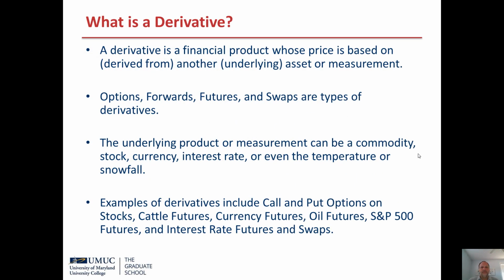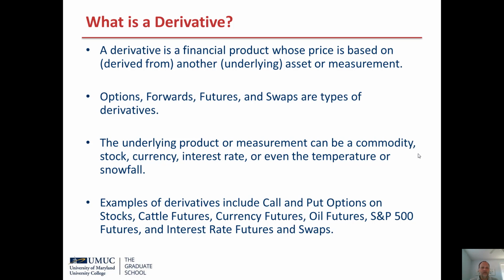What is a derivative? A derivative is any financial product whose price is derived from another underlying asset. There are lots of different types of derivatives, including options, forwards, futures, swaps, etc. And the underlying products can be a large variety of different items. They can be commodities, oil, gas, grain.